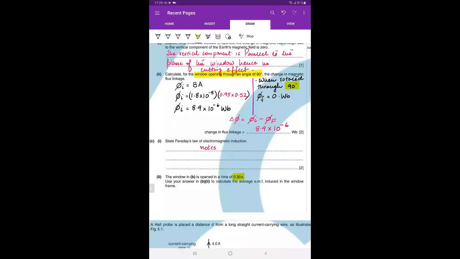In part 2 it says that the window is opened in a time of 0.3 seconds. So you are supposed to calculate the value of the average EMF induced. So change in flux upon time. The change in flux was the answer of the previous part. Time is 0.3. 3 times 10 to the power of minus 5. Thank you. Next question.